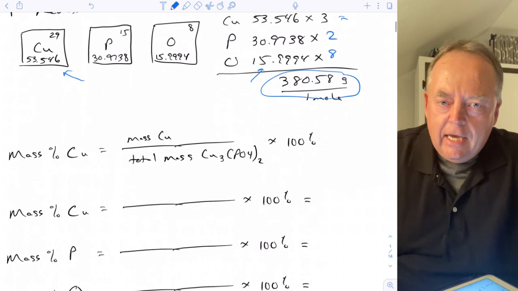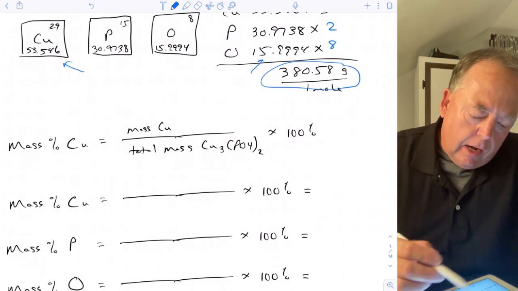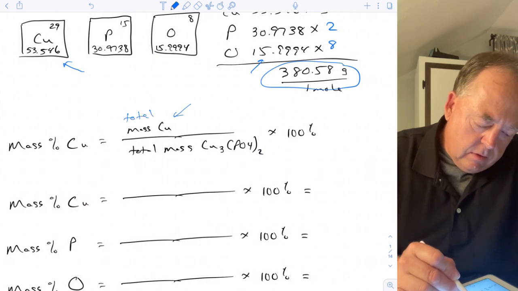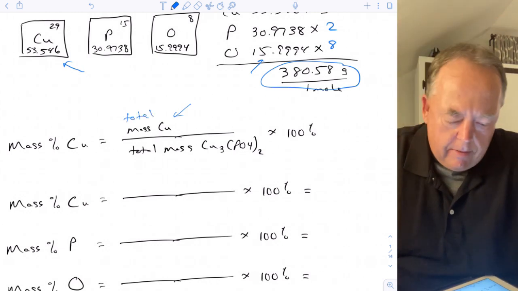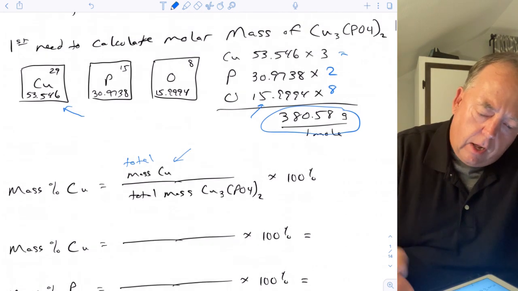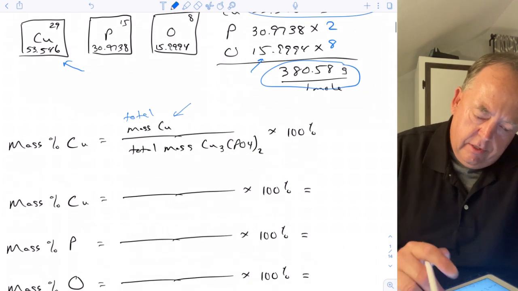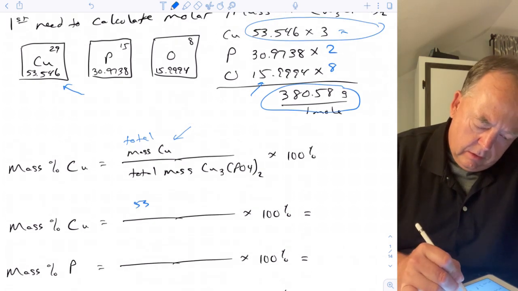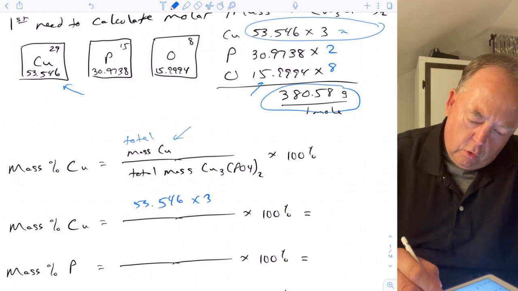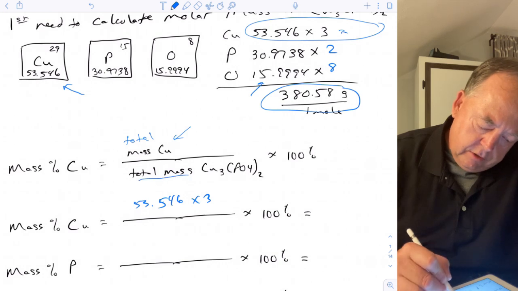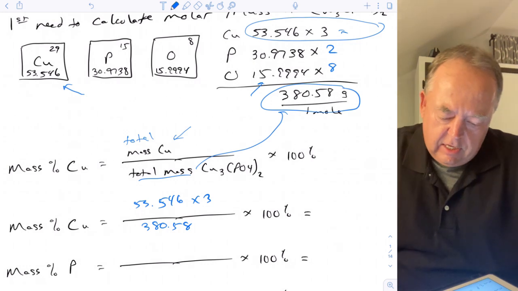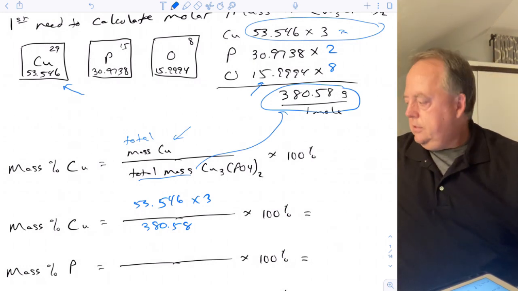So now we can calculate mass percentages. The mass percentage of copper, for example, is just the total mass of copper divided by the total mass of the compound, and then multiplied by 100%. So the total mass of copper is right here: 63.546 times 3, divided by the total, which is right here, 380.58, times 100%.